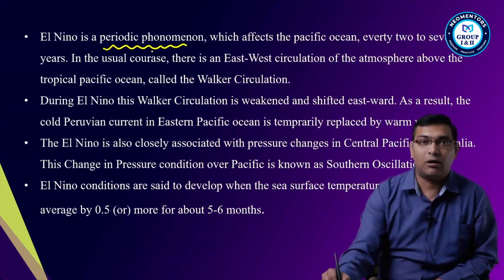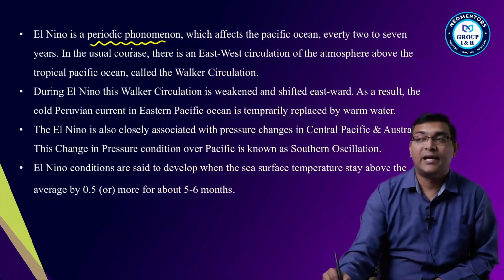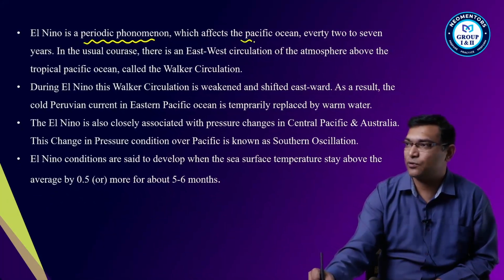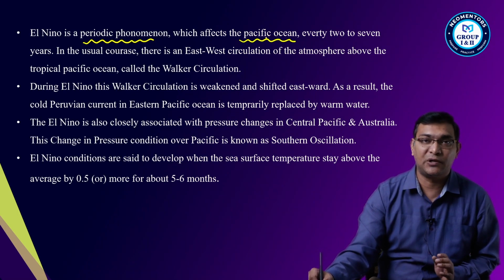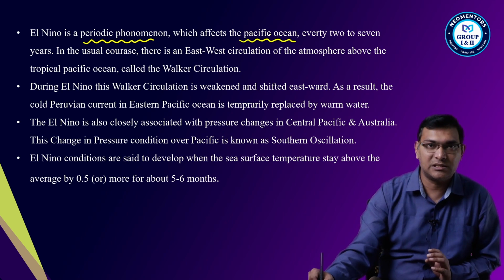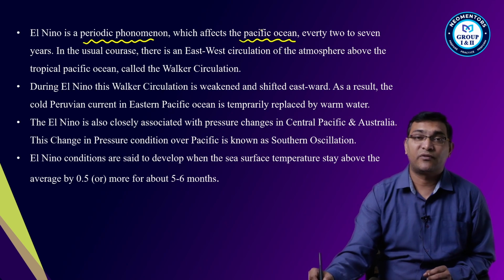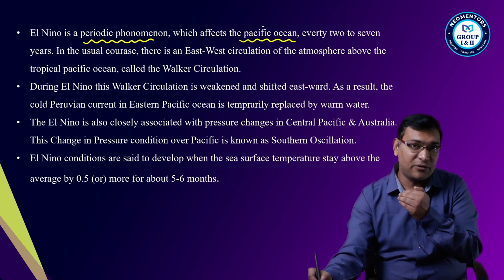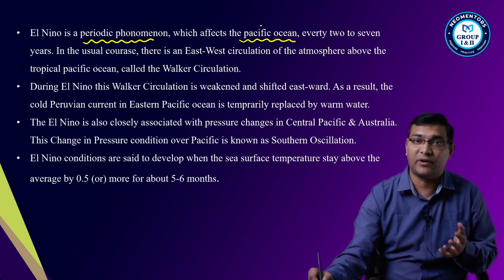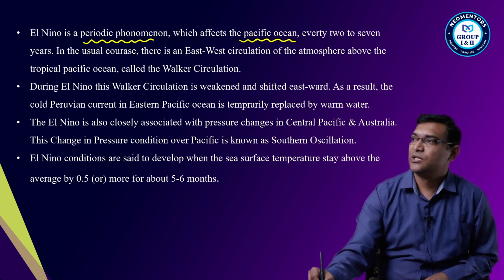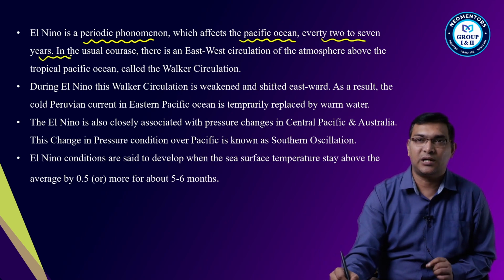So first, El Nino is a periodic phenomena which occurs around 25th December at the Peruvian coast. It affects the Pacific Ocean, the eastern part of the Pacific Ocean at the Peruvian coast. Generally, the southeast trade winds which blow from the Peruvian coast will be weakened. Why they are weakened, let us see. Every 2 to 7 years, this phenomena occurs.